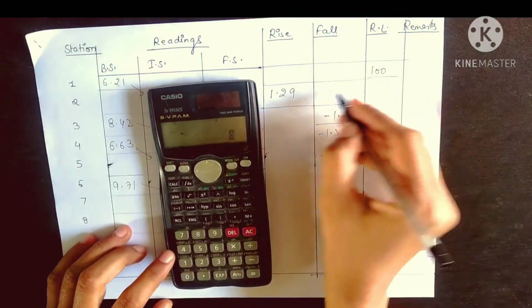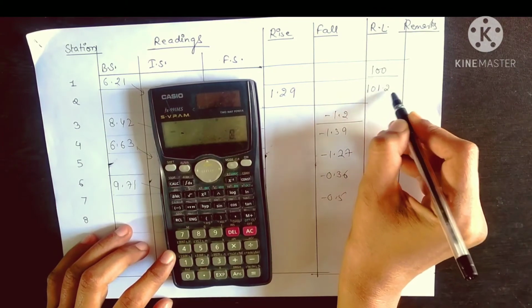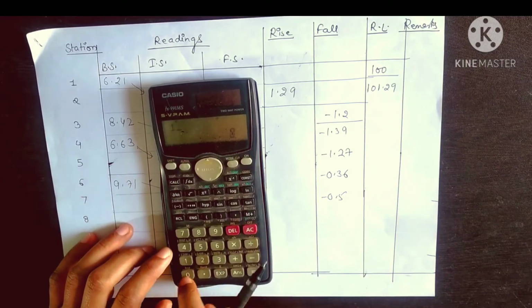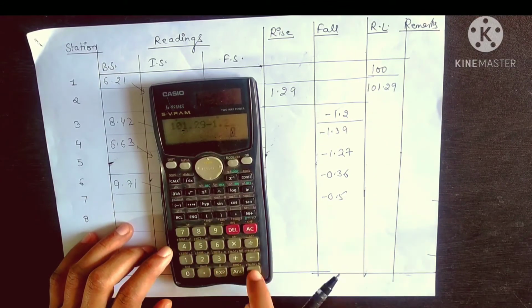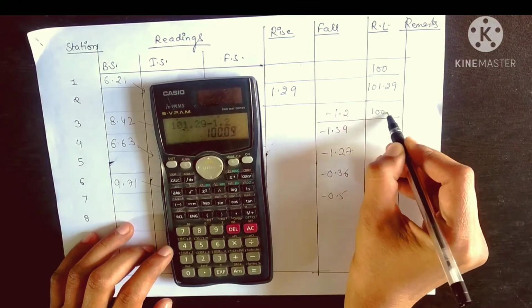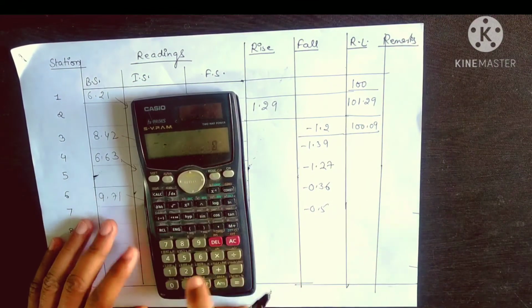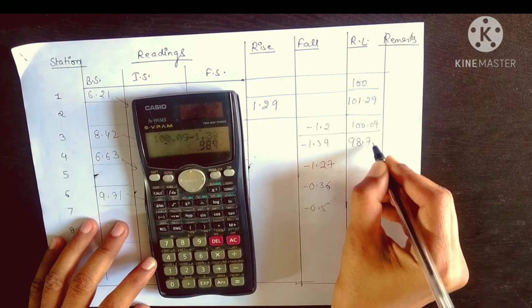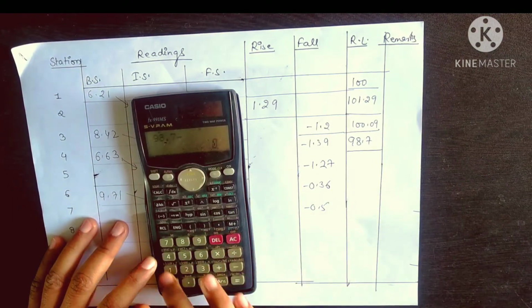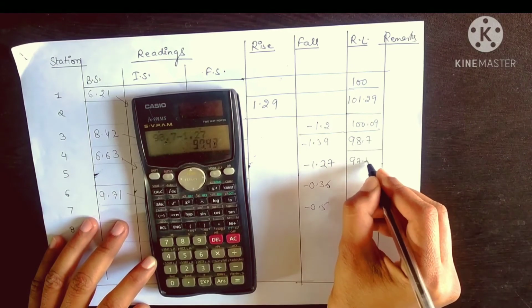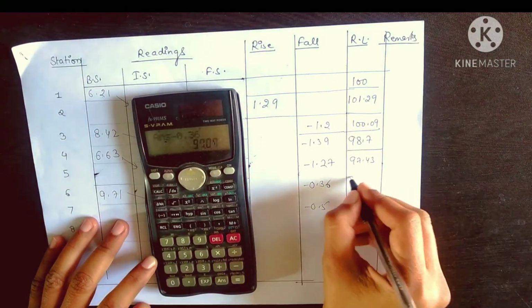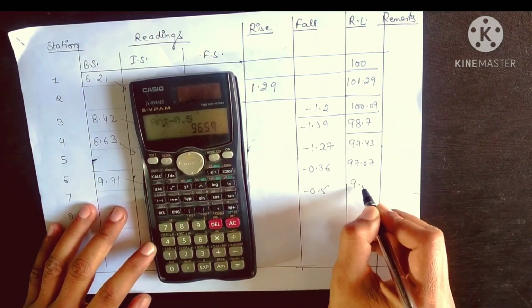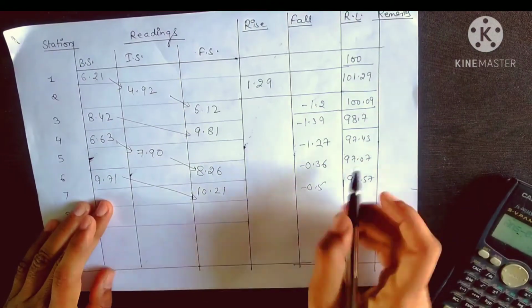RL we have to calculate. Here rise value will be in the plus category and fall value will be in the minus category. 101.29 minus 1.2 will give 100.09. Okay, 100.09 minus 1.39, 98.7. 98.7 minus 1.27, 97.43 minus 0.36, 97.07 and 97.07 minus 0.5, 96.57. So this is the last RL.